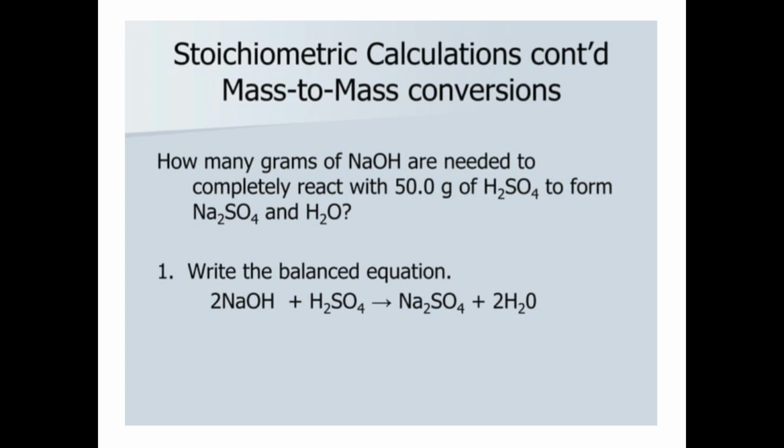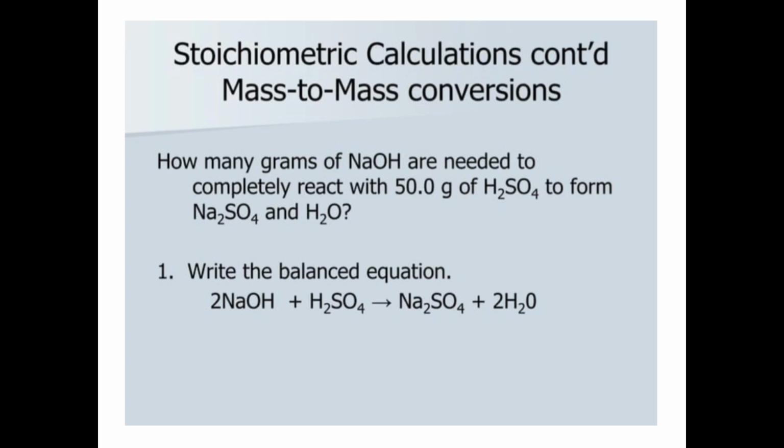Stoichiometrically, in terms of mole ratio, 2 moles of sodium hydroxide react with 1 mole of sulfuric acid to give 1 mole of sodium sulfate and 2 moles of water. Now the mass of the known that you are given is the mass of sulfuric acid, and you are looking for the mass of sodium hydroxide.